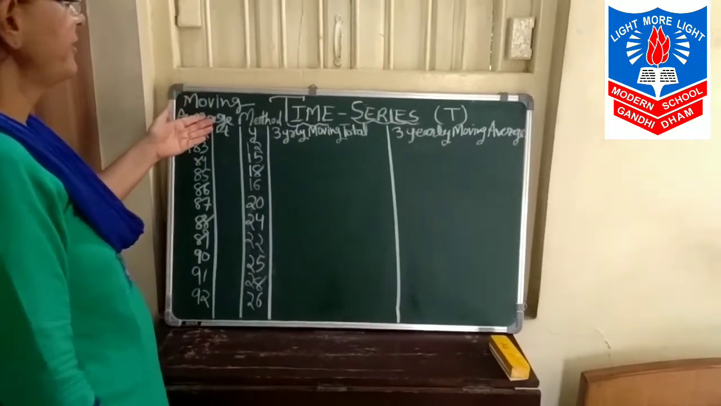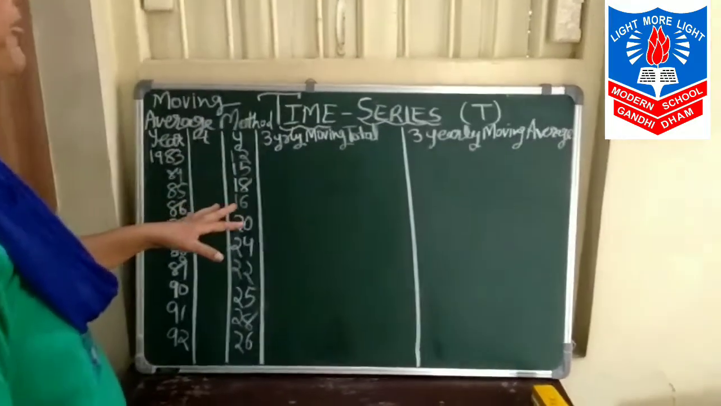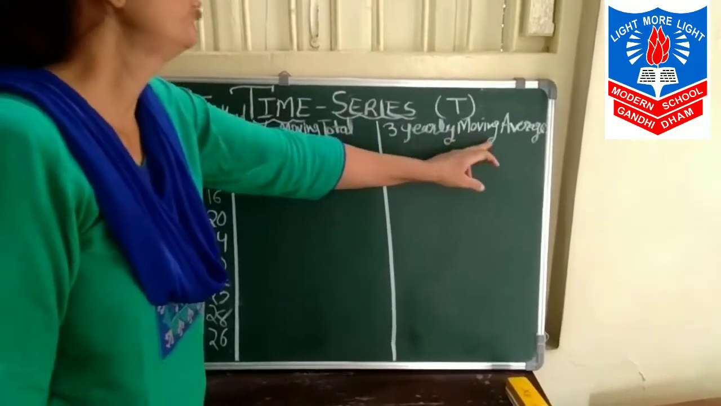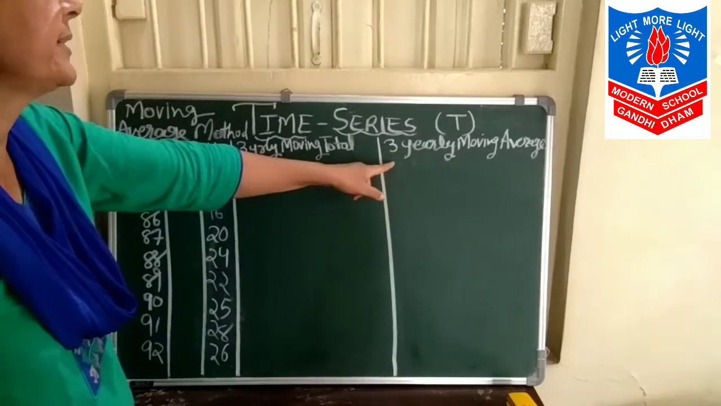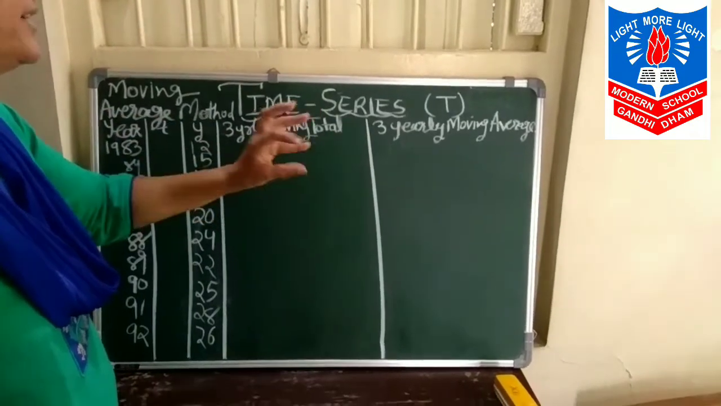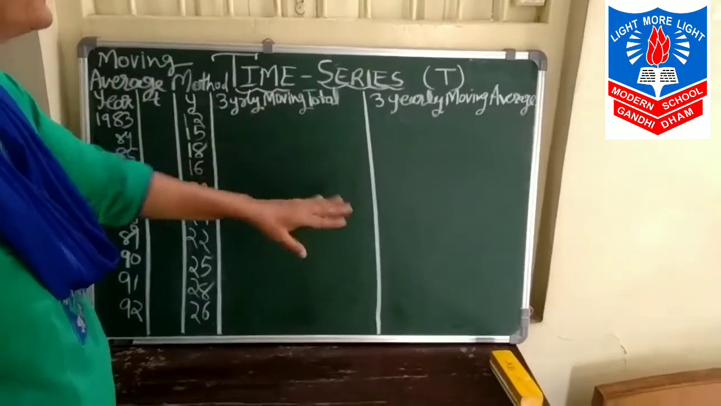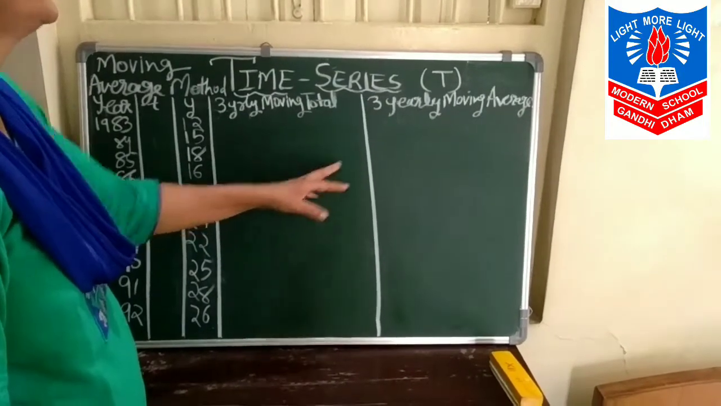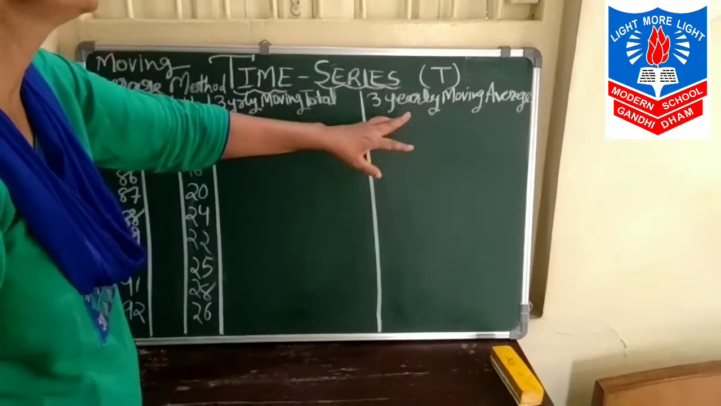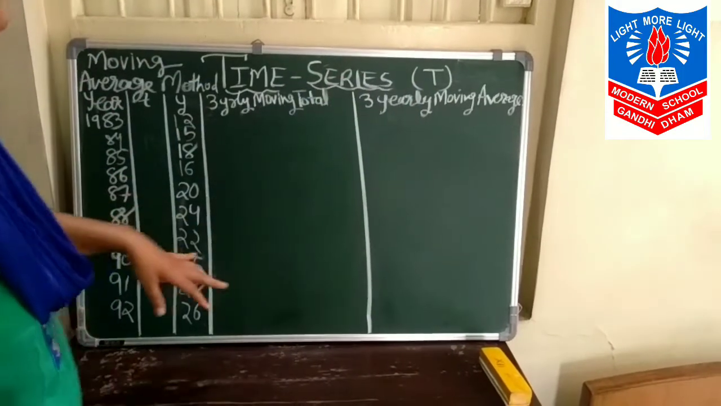Now this is the moving average method, where we are supposed to find the 3 yearly moving average. In this, there are 3 types of sums: one is 3 yearly, next is 5 yearly, and next is 4 yearly. Today we will do in this session the 3 yearly moving average trend, how we find it.